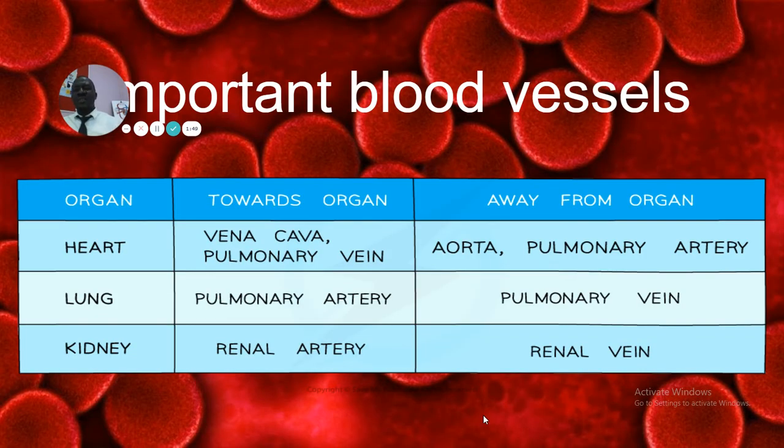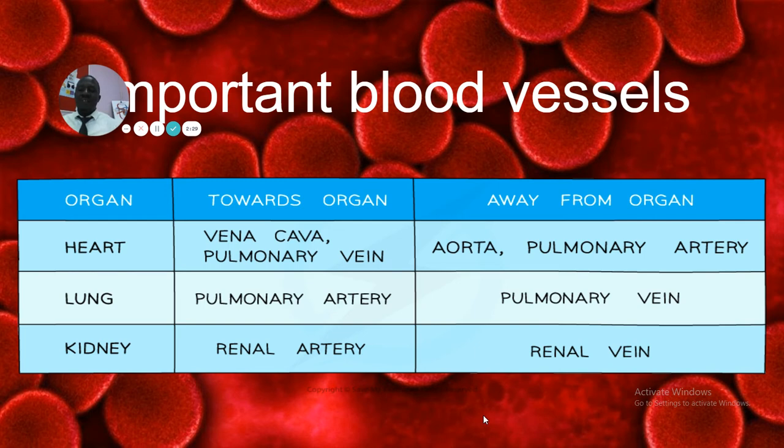So, what are the important blood vessels that we know? Most organs, as we are aware, we have the heart. The blood vessels which carry blood towards the heart are known as the vena cava and the pulmonary vein. And then which blood vessels drain blood away from the heart? That is the aorta and the pulmonary artery. Those two carry blood. So these are the big blood vessels that supply the heart and drain away from the heart.